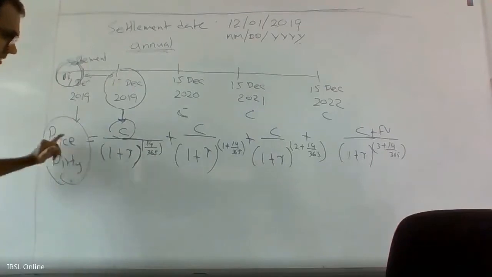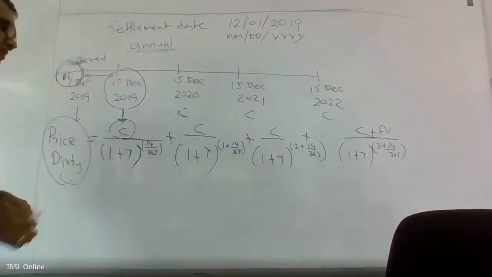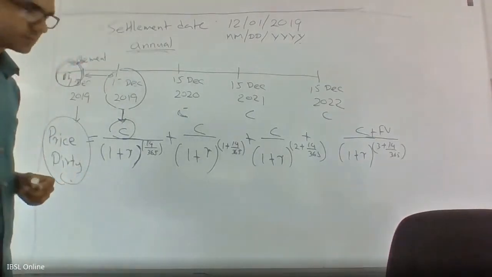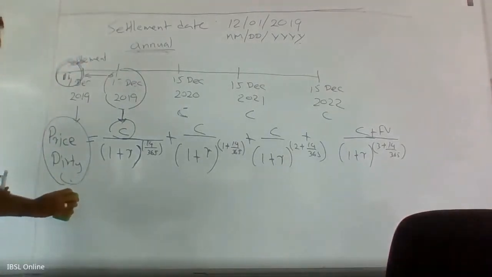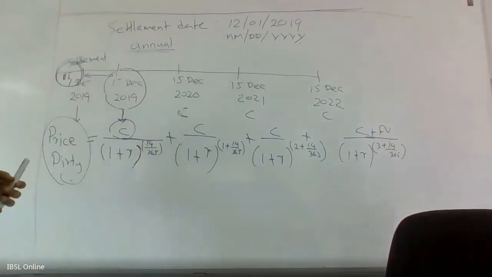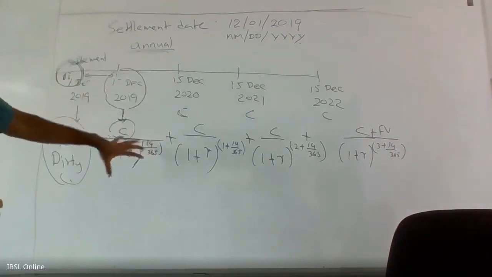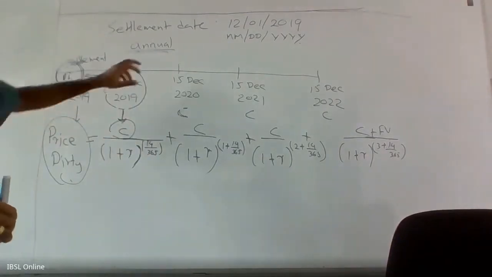If you get the dirty price, how do you calculate the clean price? Okay, before we discuss that, if you know the dirty price, how to calculate the clean price, shall we do the same exercise with a semi-annual coupon?